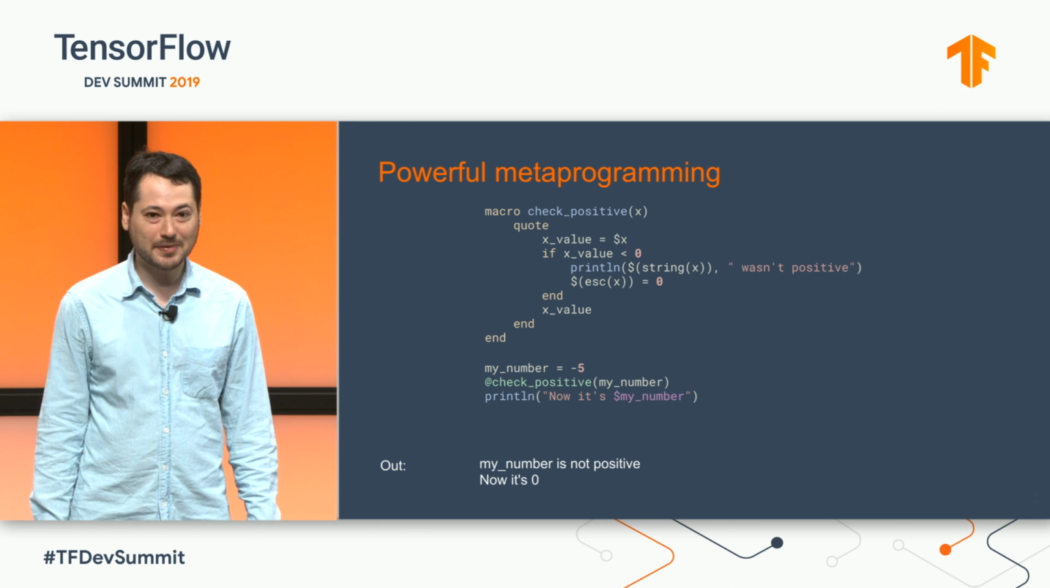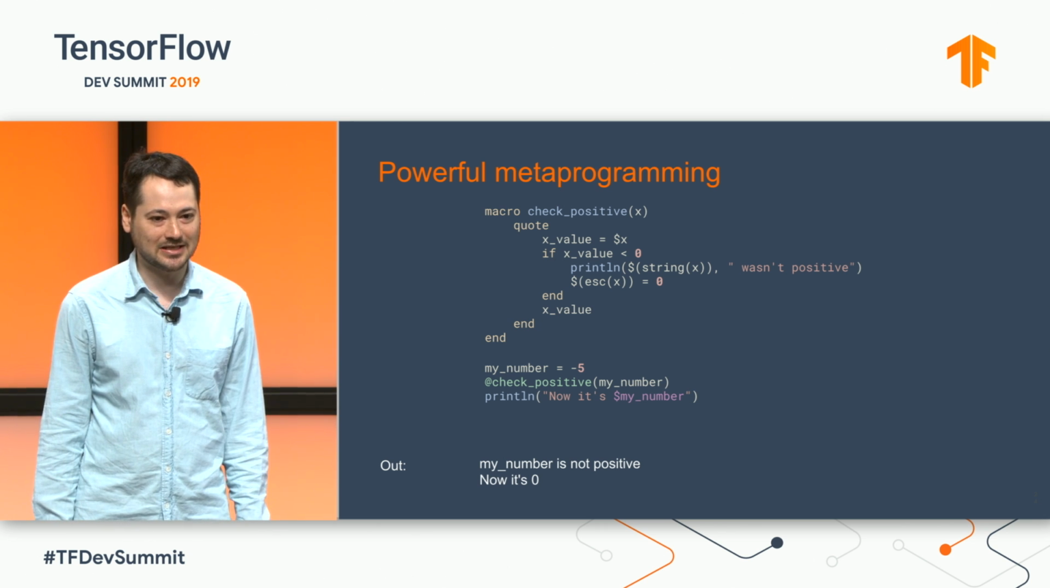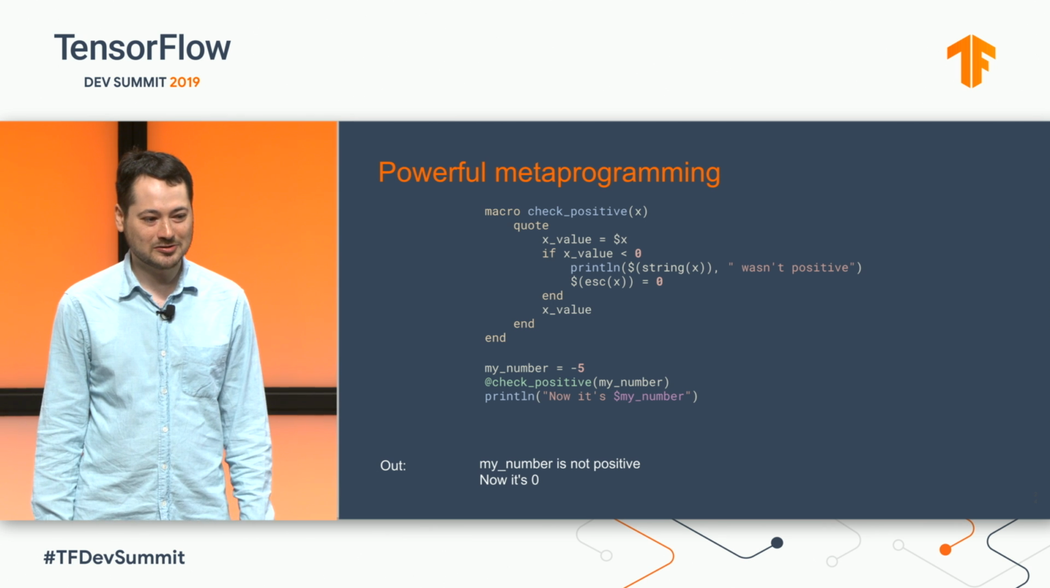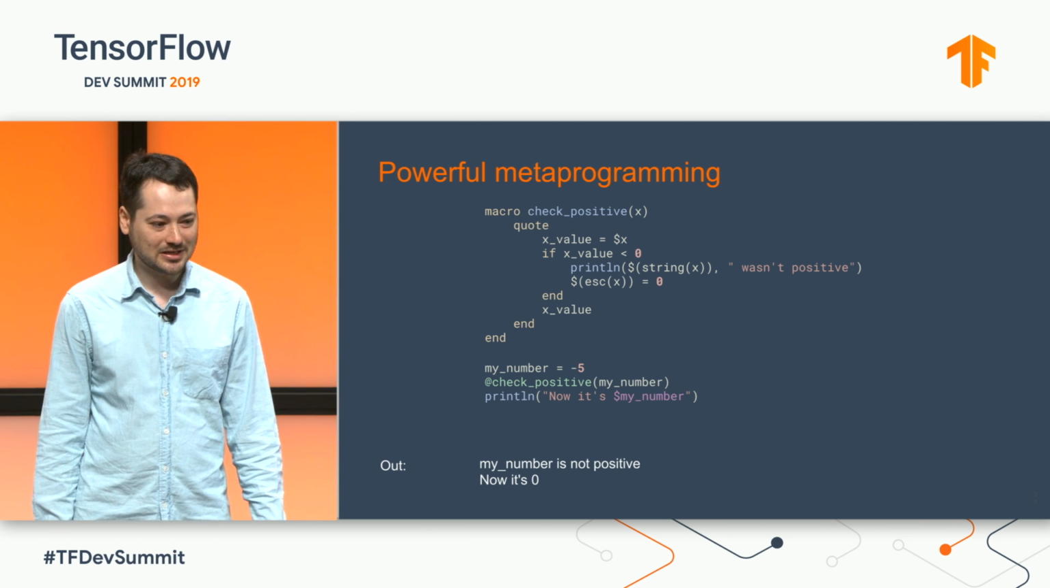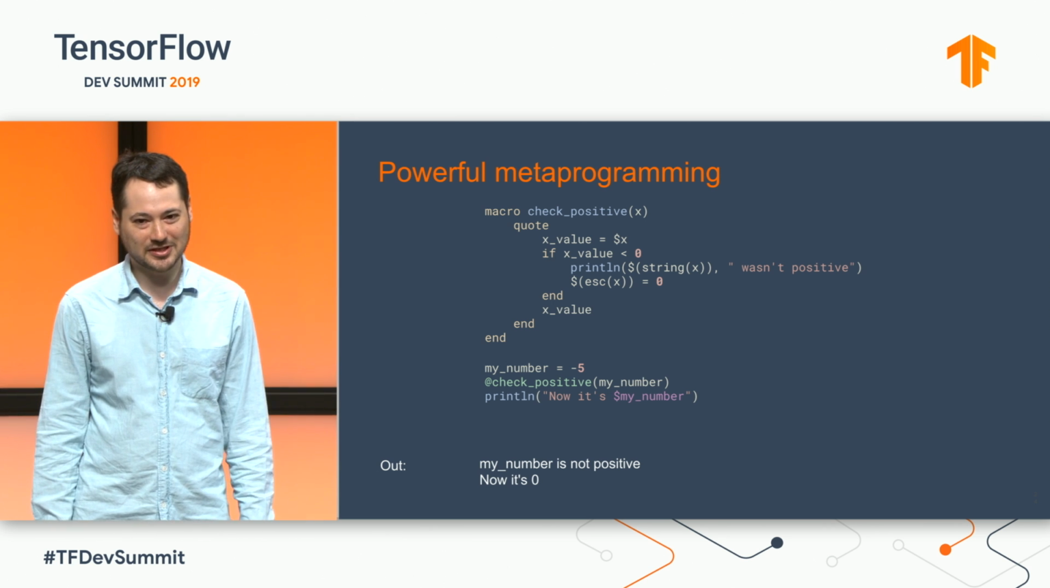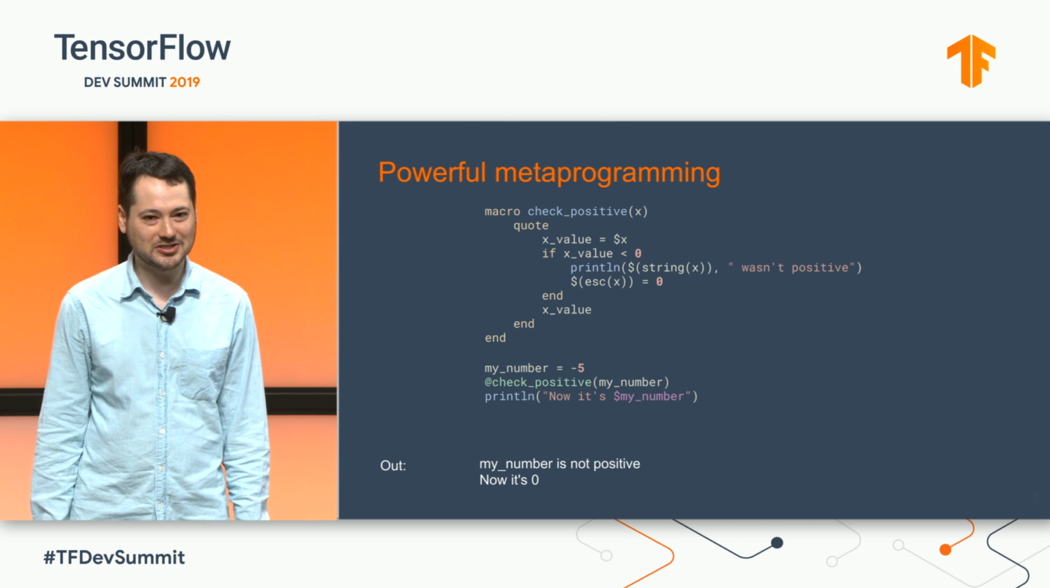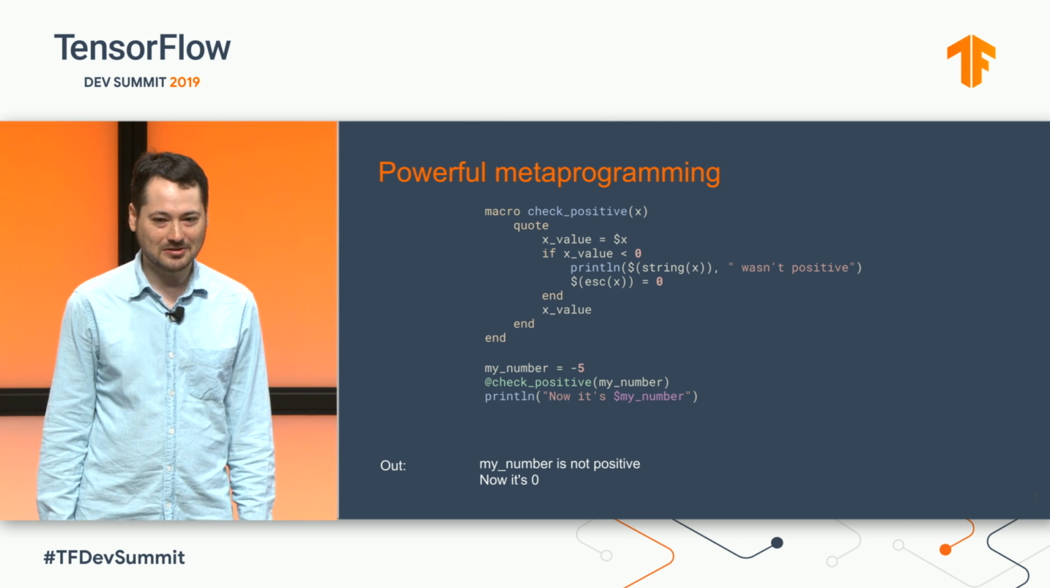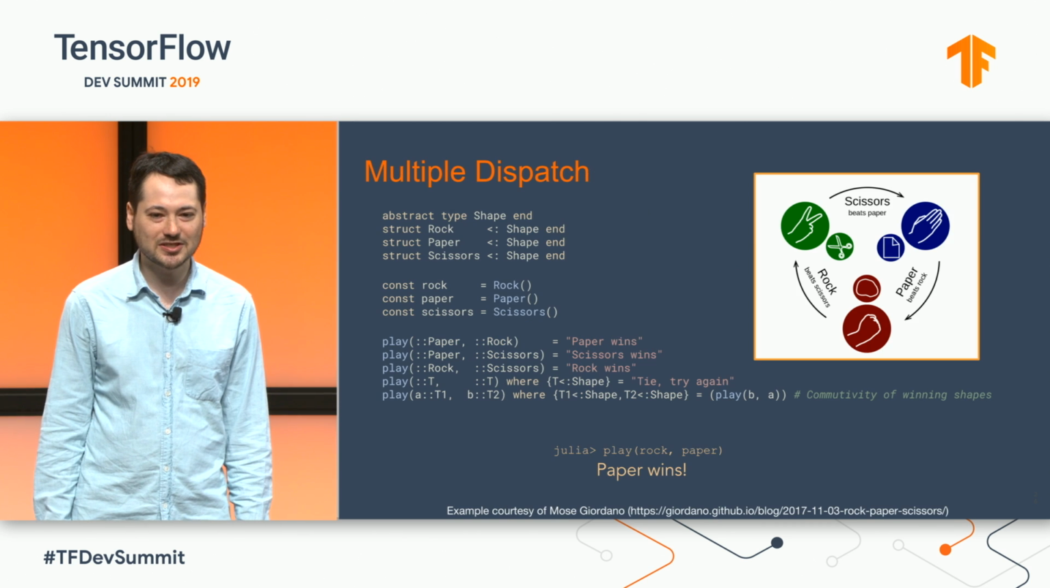And you have powerful metaprogramming. So anyone from a Lisp background will appreciate this. You can write a macro that takes in Julia syntax and outputs Julia syntax. So here's just a trivial toy macro that checks if a number is less than 0 and prints out a warning. And note that since it's a macro, it can print out the name of the variable and change the variable in place. You can't really do that with a normal Python function.